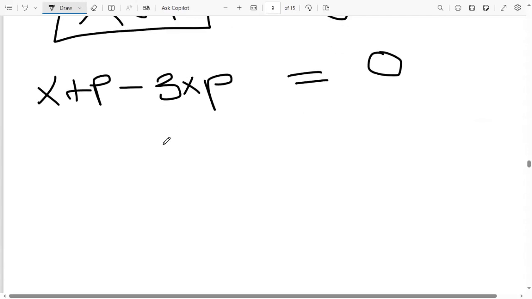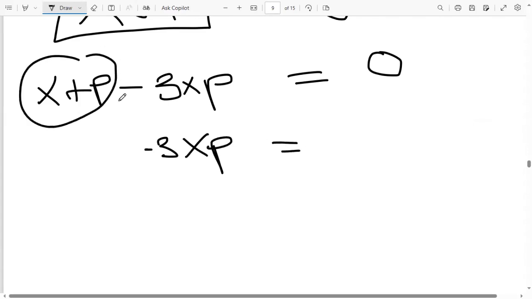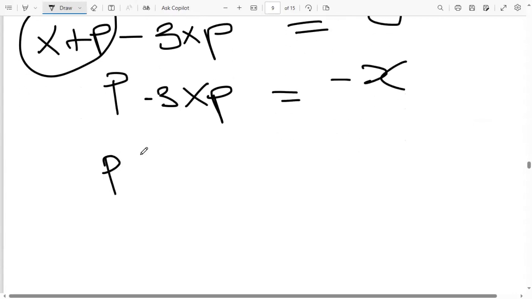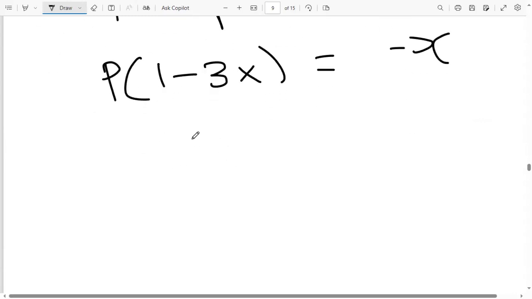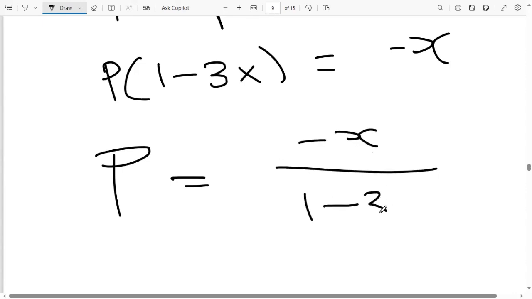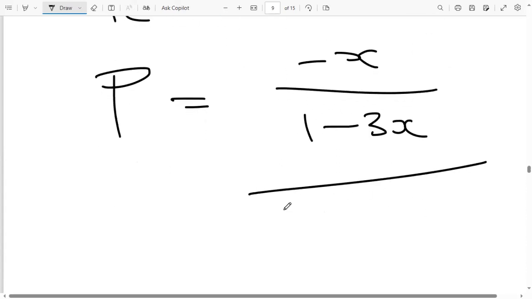So we are going to say minus 3xP is equal to, and then we take these guys to the other side. So this P here is still here, and then we can take the x to the other side to be minus x. And then from here we can factorize the P. So it will be (1 - 3x)P equals minus x. Then let's divide both sides by 1 minus 3x to find the P. So our P, which is the inverse element, will just be minus x divided by 1 minus 3x.